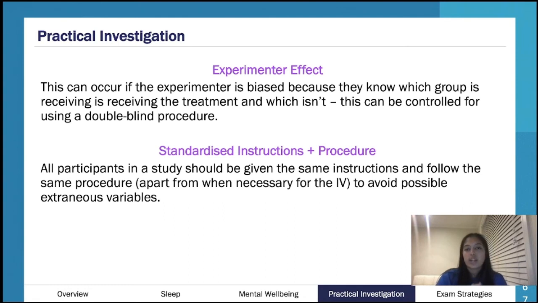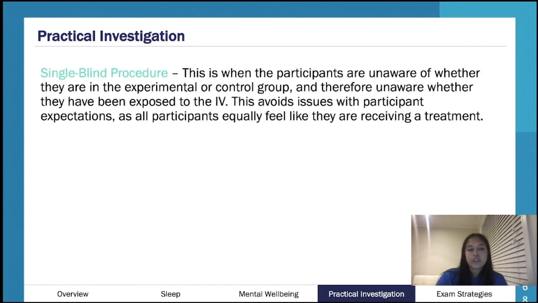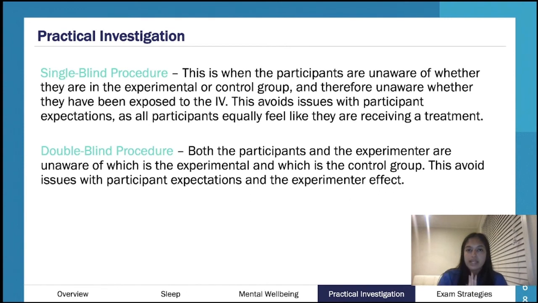Again, it's just making sure that everything's on a level playing field and that no groups are being treated differently, basically. Okay, so we've talked about blinding the experimenter. So single blind is when just the participants don't know what group they're in. Double blind is when both the participants and the experimenter don't know.